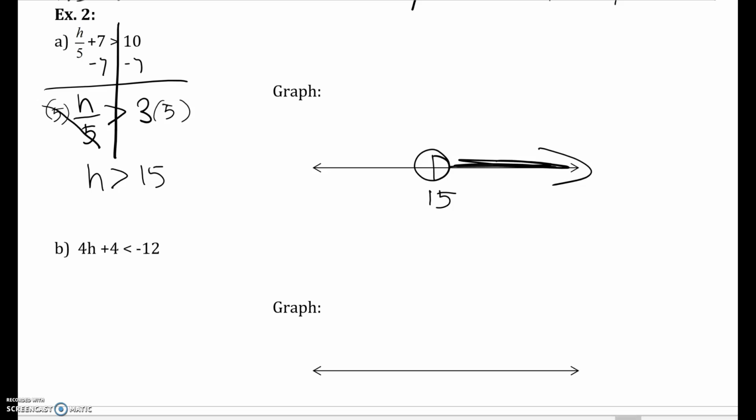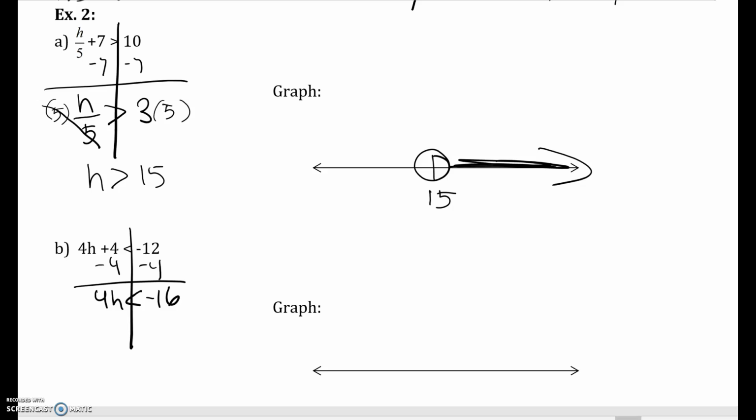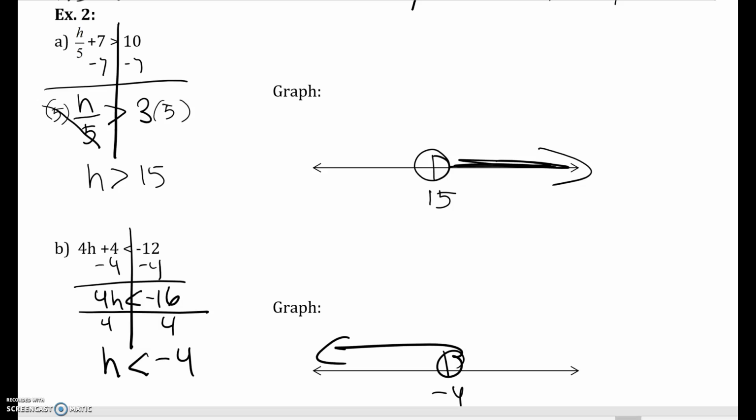Okay, so again, add or subtract before you multiply or divide. So minus 4 on both sides. 4h is less than negative 16. And then you divide by 4 on both sides. And you're left with h is less than negative 4. Negative 4, open circle to the left. How'd you do?